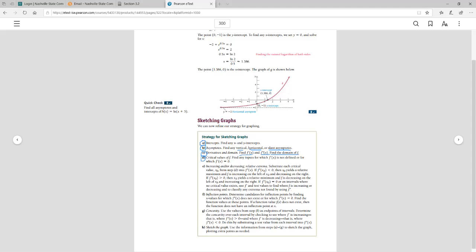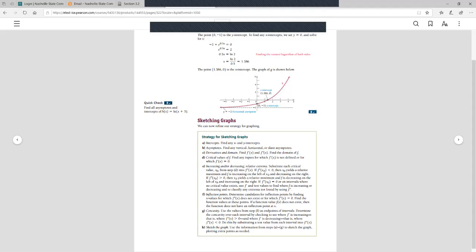Piggybacking off of point C, we can use the derivative to find critical values. Also piggybacking on C, we can use the second derivative to figure out whether it's increasing or decreasing. We can use the second derivative to find inflection points and to investigate concavity, and then we can sketch the graph generally. And again, there's definitely nothing wrong with checking your work on Desmos or on the calculator.